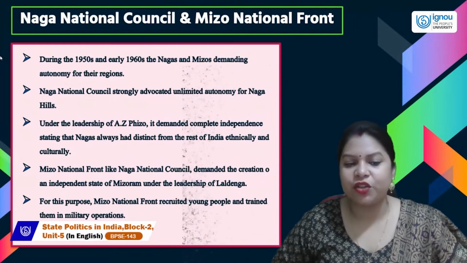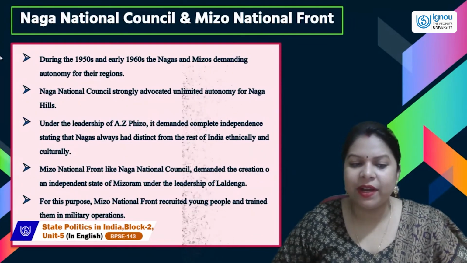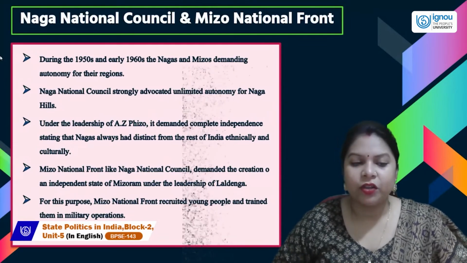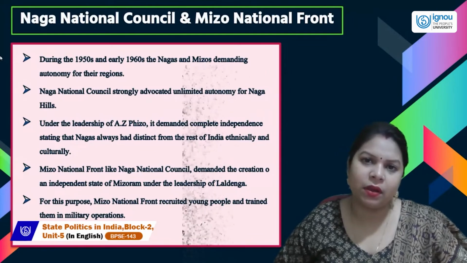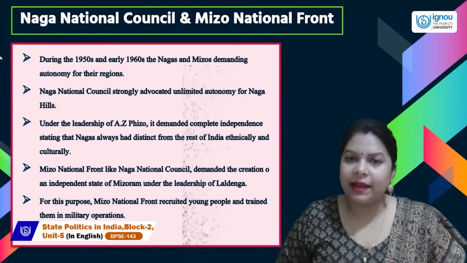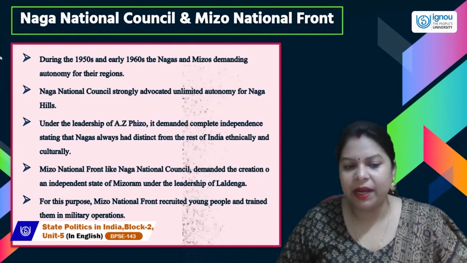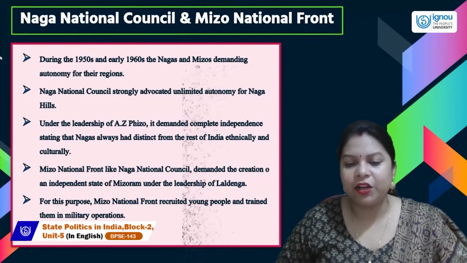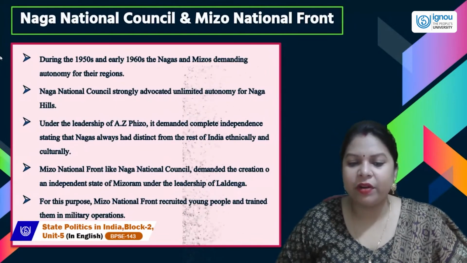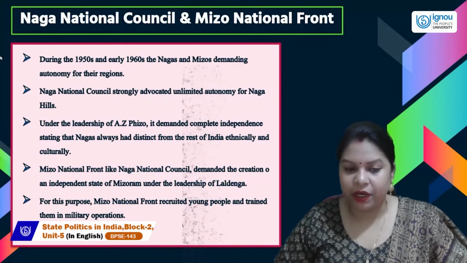The Mizo National Front, like the Naga National Council, demanded the creation of an independent state of Mizoram under the leadership of Laldenga. The same demands were coming from the Mizo National Front, and they demanded the creation of an independent state of Mizoram. For this purpose, the Mizo National Front recruited young people and trained them in military operations.